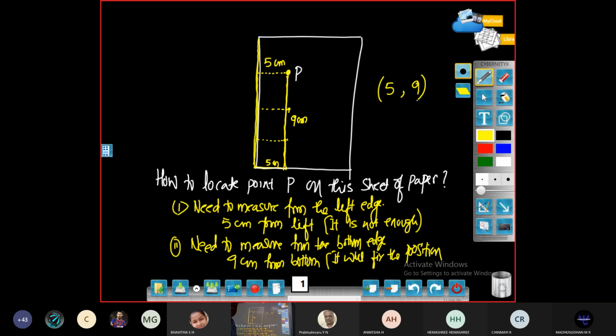The first piece of information is from the left edge: what is the distance? The second is from the bottom: what is the distance of that point? With these two we can find the position. Is it clear to all of you? Yes, sir.